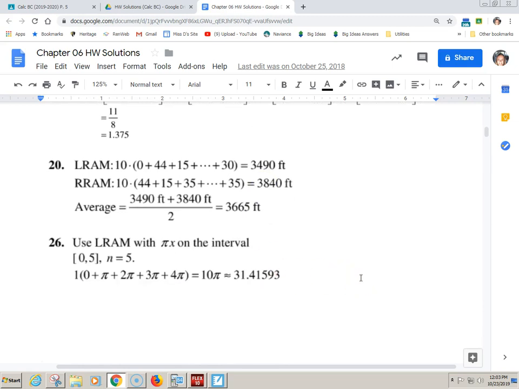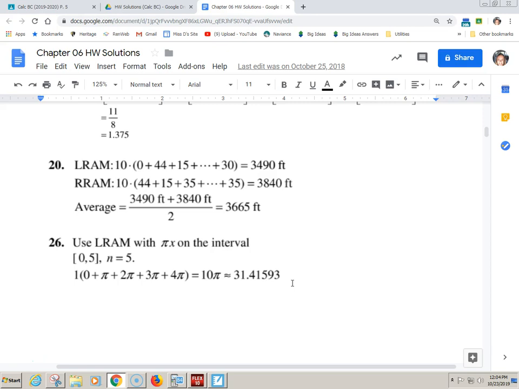Number 20, I think, was trying to make the point that the average of the LRAM and the RRAM is not always the same as the midpoint, which is awkward and weird in our minds, but it's because the midpoint height is not always the average height. Average height is what you're doing right here between the left and the right, but that's not always exactly where the midpoint of the subinterval hits. Averaging these two is not the same as the midpoint, sadly. But any odds or evens that we want to see on 6.1?